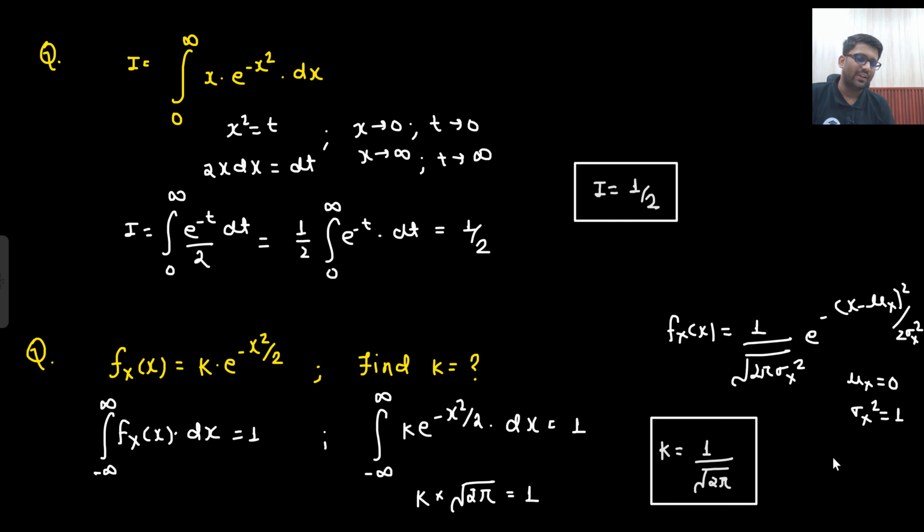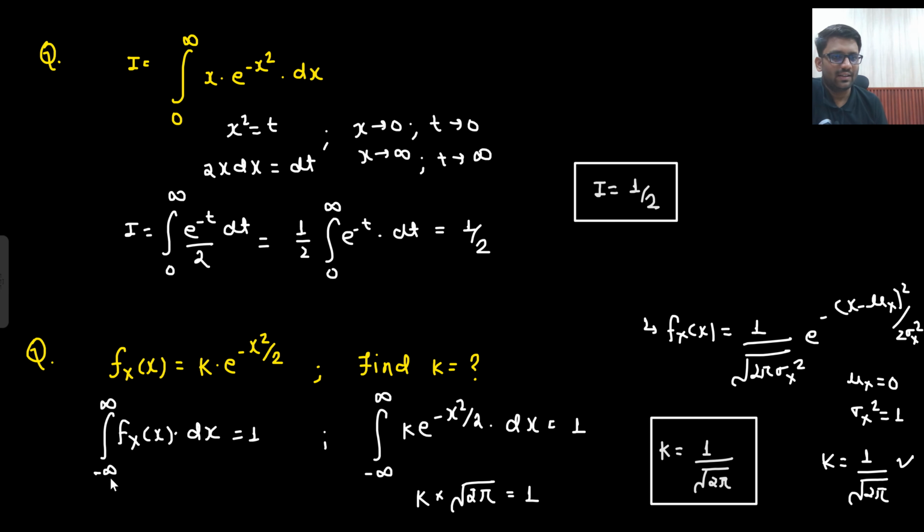So from here, what is the value of k coming out to be? k is coming out to be 1 by under root 2 pi sigma x square, with sigma x square being 1. So 1 by under root 2 pi. So the value of k is 1 by under root 2 pi. There you go. Very simple, but you don't need to compare all this. Comparing and all these kinds of things is not necessary.